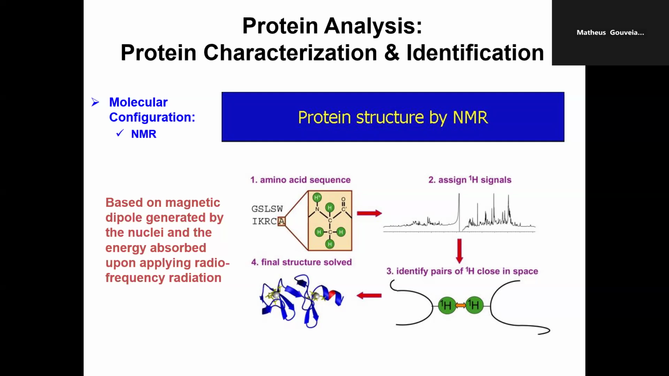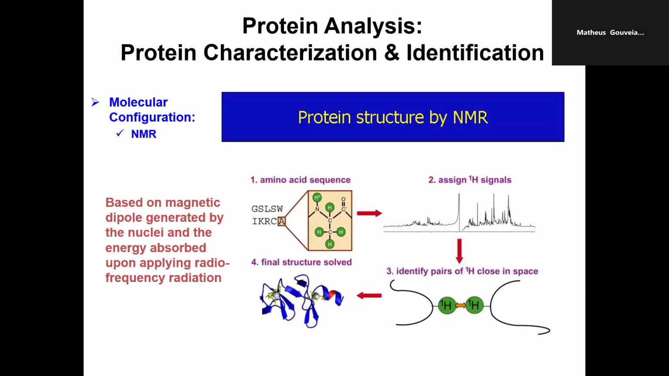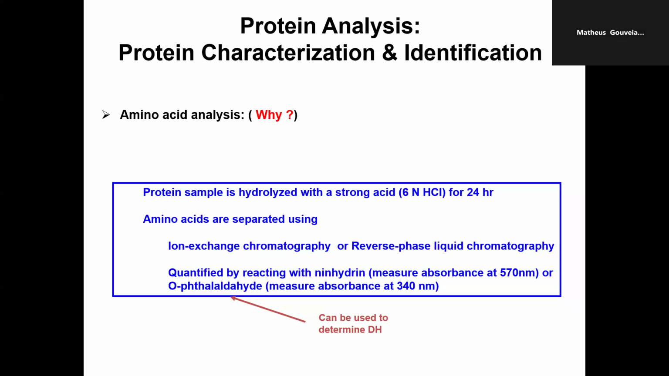So it can be used. I don't have examples for you, so I didn't use it. But if you need to know more about NMR, again, there is a document that summarizes how NMR is used for protein determination. Okay, moving on. Any questions so far? All right.